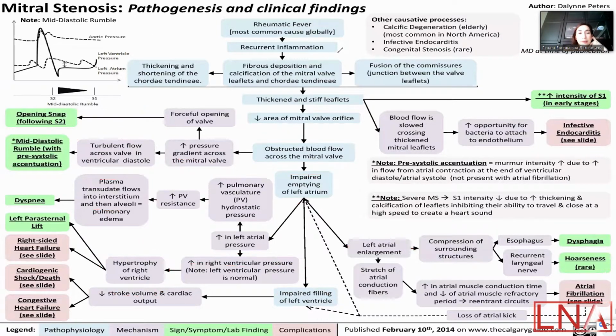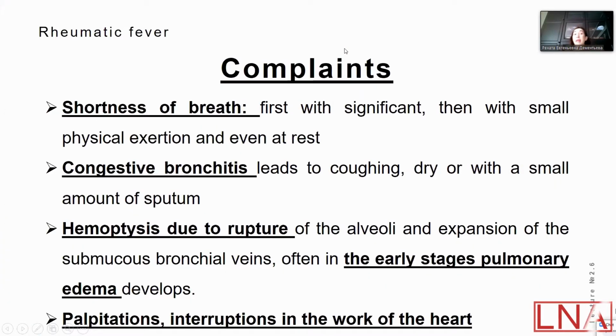Next moment, diagnostics of mitral stenosis. Complaints: shortness of breath due to stagnation of the blood in the small circulation, first with significant, then with small physical exertion, and during rest. Congestive bronchitis leads to coughing, dry or with a small amount of sputum, depending on the level of stagnation in the small cycle of circulation. Hemoptysis, due to rupture of the alveoli and expansion of the submucous bronchial veins during pressing, or during damage of capillaries, often in the early stages; pulmonary edema develops; and palpitation, interruptions in the work of the heart.